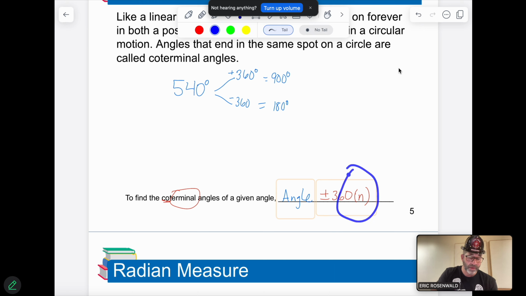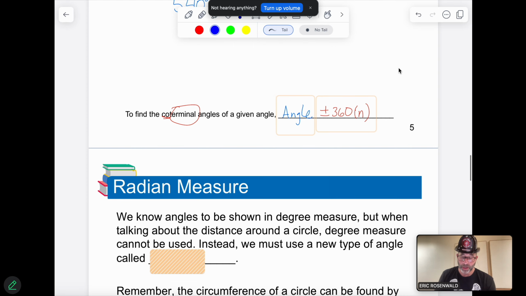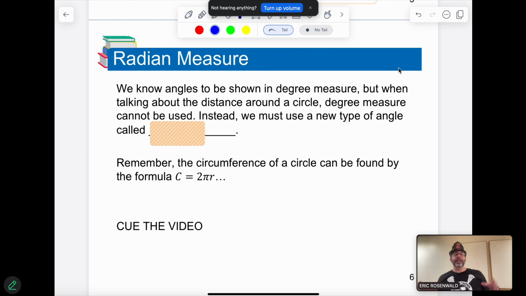When we talk about how many times, that n is saying one more 360 degree rotation, or one less 360 degree rotation, or two more 360s, or two less. So the n just represents how many more times you want to go around adding or subtracting 360, okay? So now the nitty-gritty of this, let's get down to radian measures.